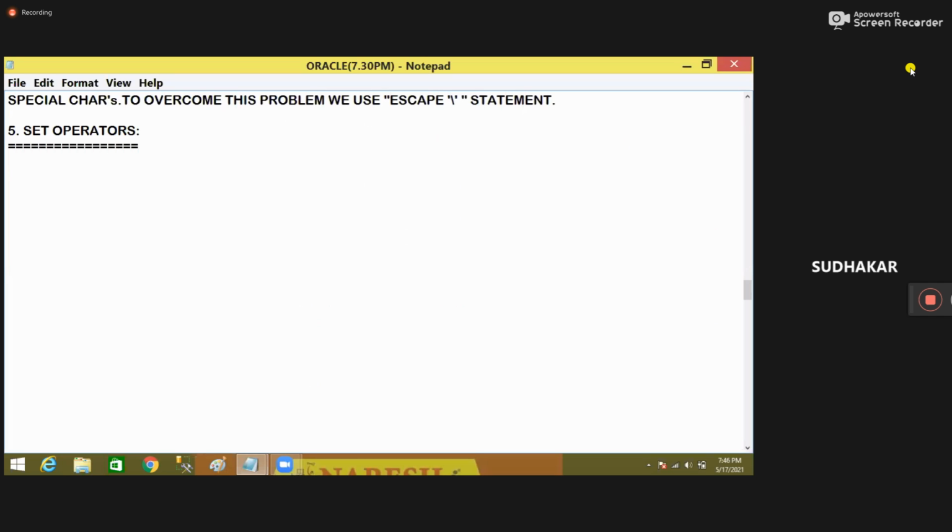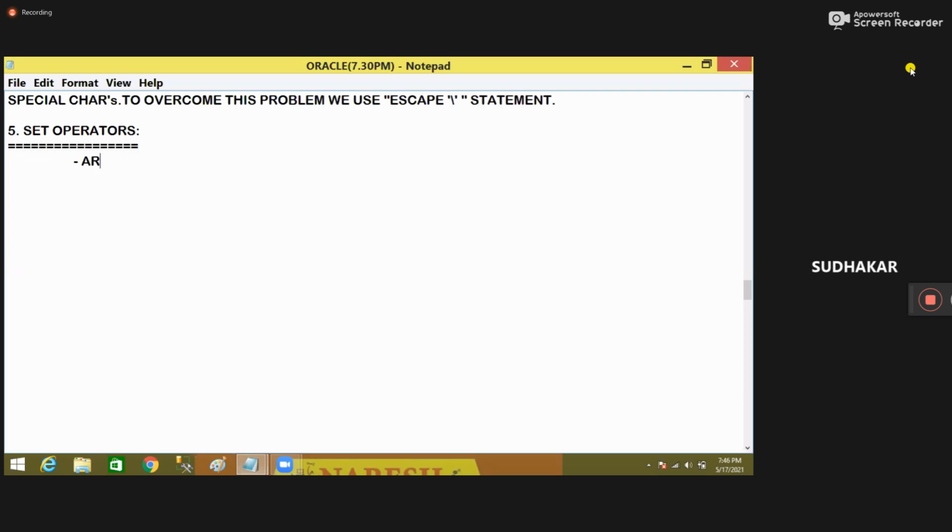I think all of you know that we already used set operators in mathematics. But in database terminology, how are the set operators defined? Let's see here.